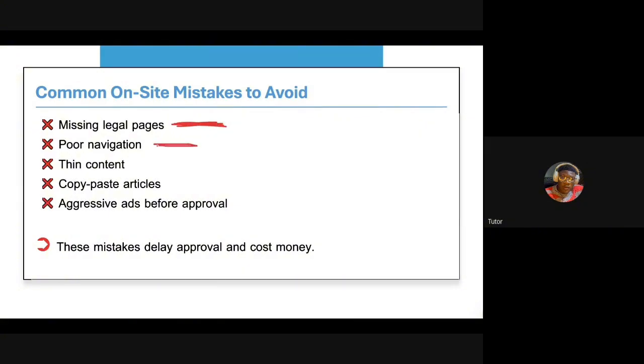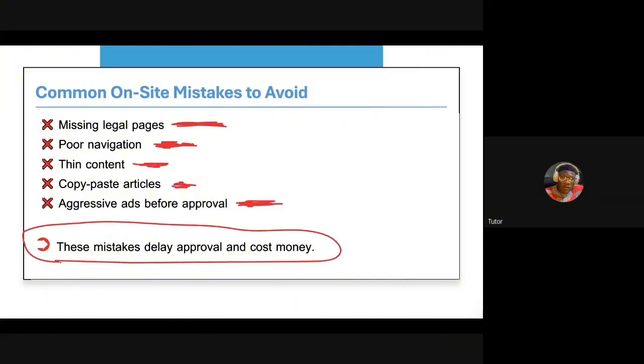Poor navigation. I've taught you guys what navigation is all about. Make sure that the navigation of your website is very clear and simple. Thin content, we just finished talking about thin content. Avoid thin content. And copy-paste articles. Don't go to other blogs and copy articles, then paste them on your own. And lastly, aggressive ads before approval. Don't insert any ads on your blog before you apply for Google AdSense. These mistakes delay approval, cost money, or cause disapproval.